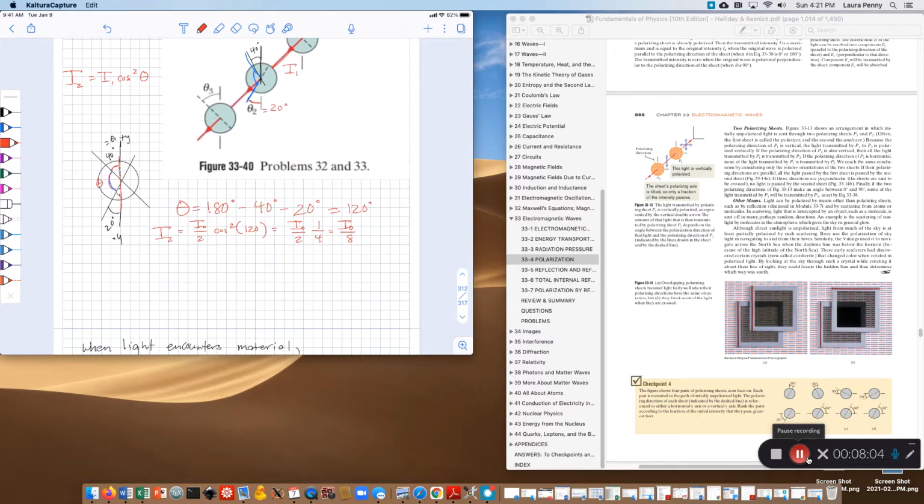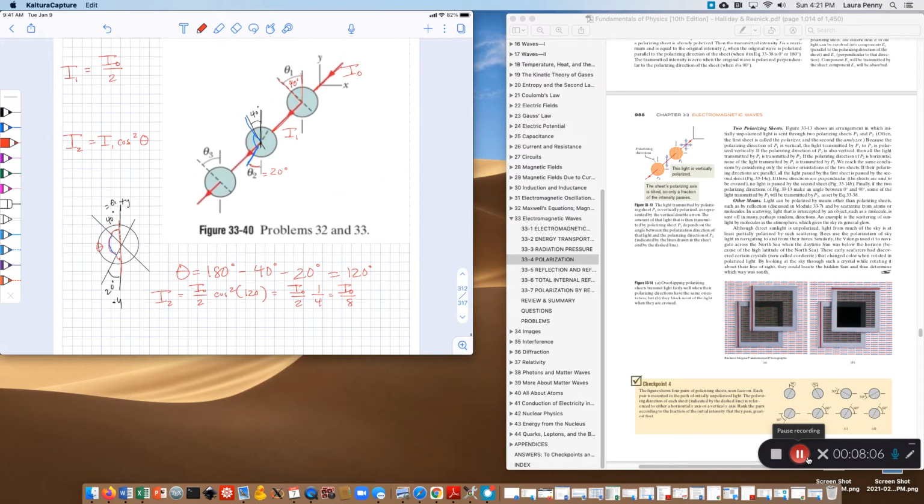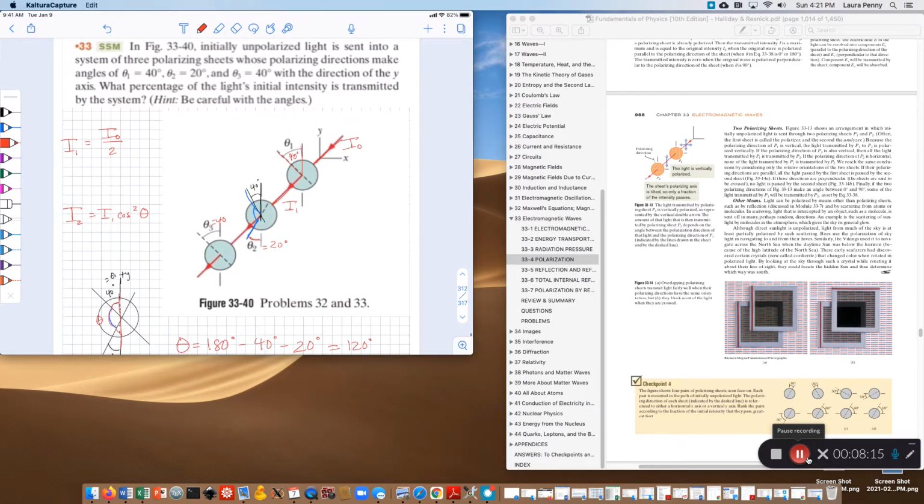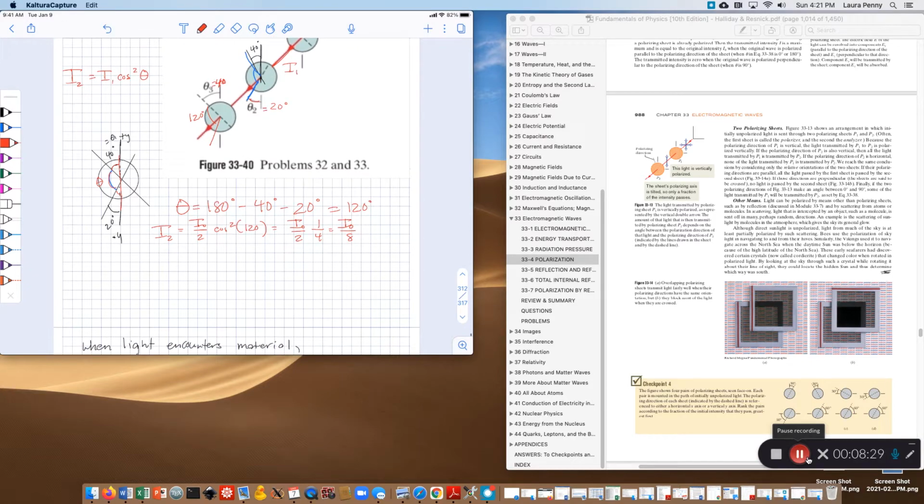That's after the second polarizer. Now it's coming back in again, and it tells me that this angle is once again 40 degrees. Theta 3 is the same as theta 1. It's the same polarizer. So again, the angle between this and this is still going to be 120. We have the same situation we had before. We have 40 and we have 20, and now we have an angle.